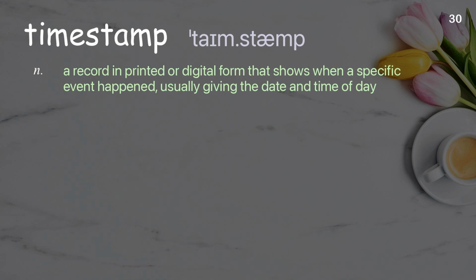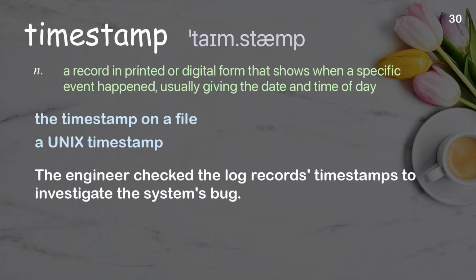Timestamp. A record in printed or digital form that shows when a specific event happened, usually giving the date and time of day. Examples: The timestamp on a file. A Unix timestamp. The engineer checked the log record's timestamps to investigate the system's bug.